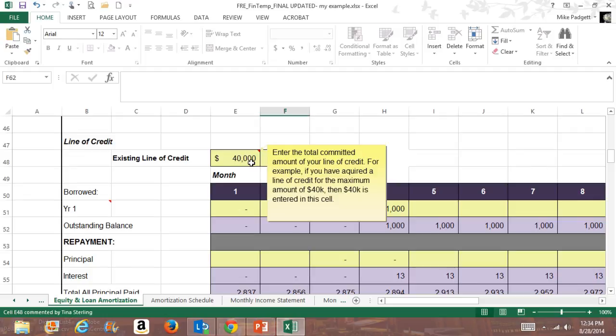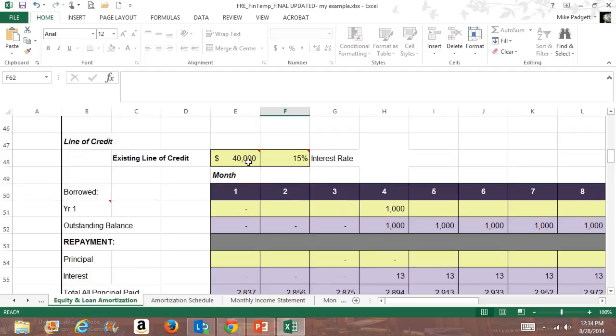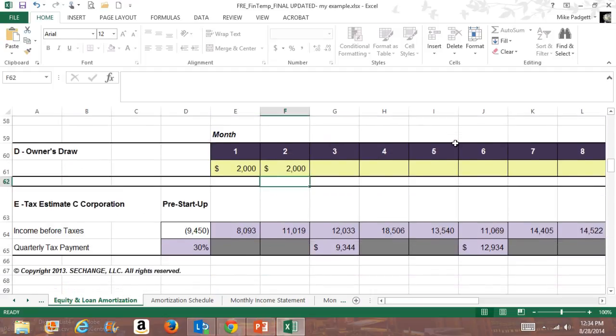And what you're going to put in is 40,000 as your existing line of credit, and you're going to have an interest rate of 15%. And so that would be the only two sections that you would need to fill out on your equity and loan amortization.